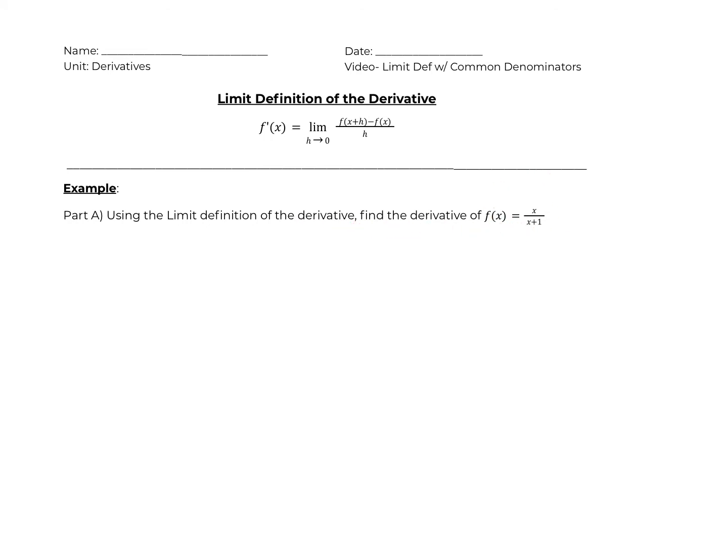So first things first, we're going to write the formula. So f prime of x is equal to the limit as h approaches 0 of f of x plus h minus f of x all over h. Now remember, your f of x is your original function. So if you need to write that down, write that down. And your f of x plus h is when you substitute x plus h for all x in the original.